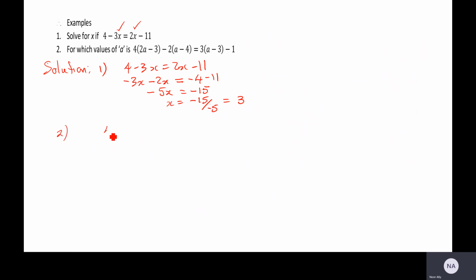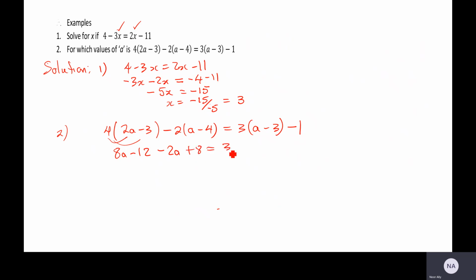What about number 2? I got 4 here. You're solving for a. 2a minus 3 minus 2 times a minus 4 is equal to 3 times a minus 3 minus 1. We're going to multiply and distribute into the brackets. So I'm going to get 8a minus 12 minus 2a plus 8 is equal to 3a minus 9 minus 1. Transpose all the a's on the left-hand side, making sure your signs are going to change if you are transposing.